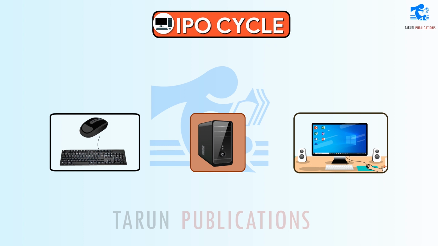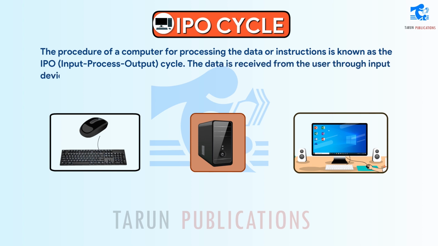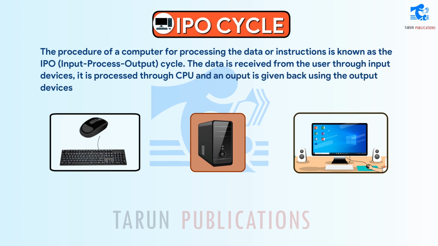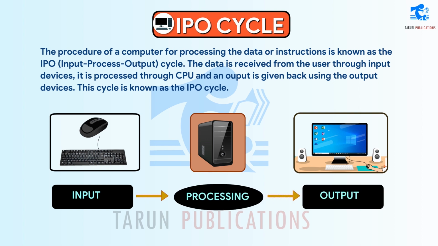IPO cycle. The procedure of a computer for processing the data or instructions is known as the IPO, input process output, cycle. The data is received from the user through input devices, it is processed through CPU, and an output is given back using the output devices. This cycle is known as the IPO cycle. Input, processing, output.